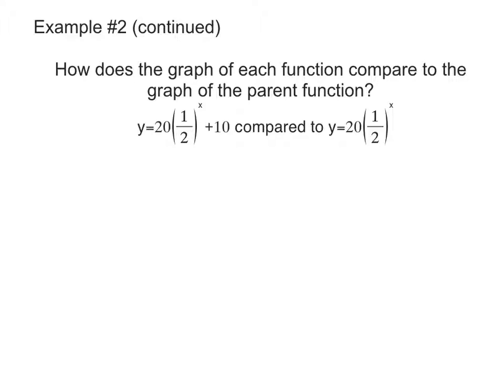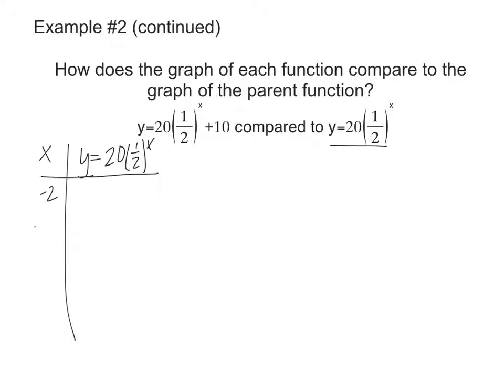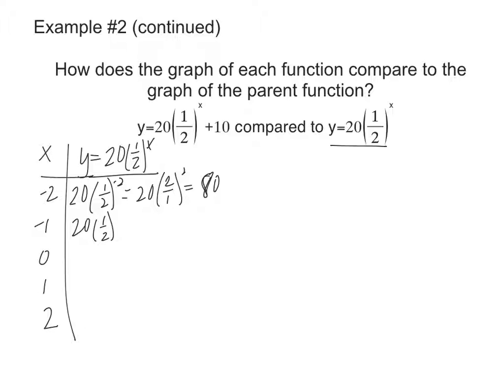Alright, so again, this is the parent, so we're going to start there. And specifically, this one is 20 times 1/2 to the x. So -2, -1, 0, 1, and 2. If I put in 20 times 1/2 to the -2, really that is 20 times 2 over 1 squared. Now 2 squared is 4. 4 times 20 is going to be 80. Alright, 20 times 1/2 to the -1 is really 20 times 2, which is 40.